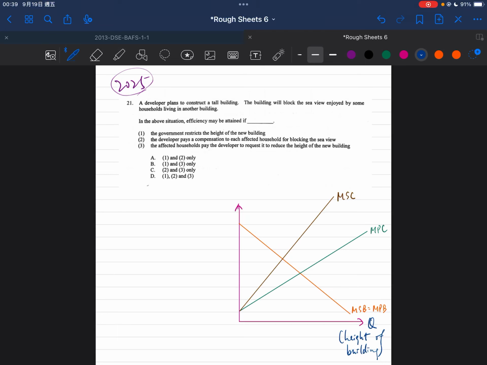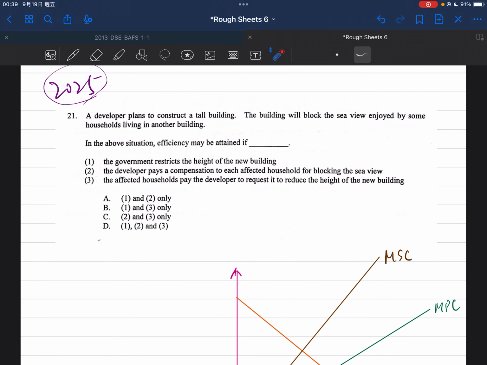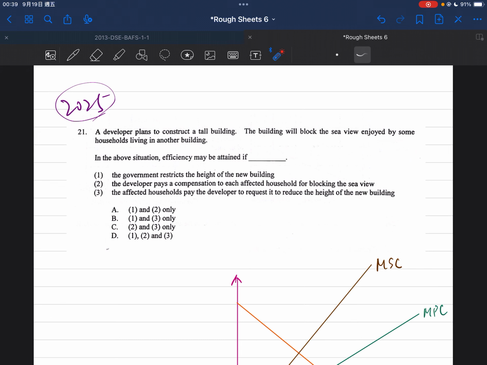Okay, next, I would like to discuss the 2025 DSE Econ Paper 1, question 21. This is a question related to negative externality. Let's see what the question examines.